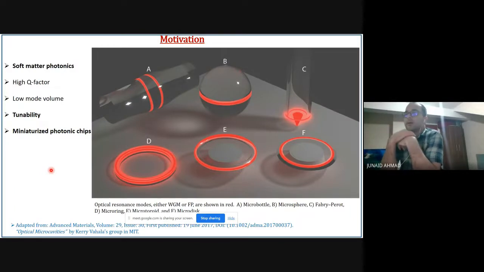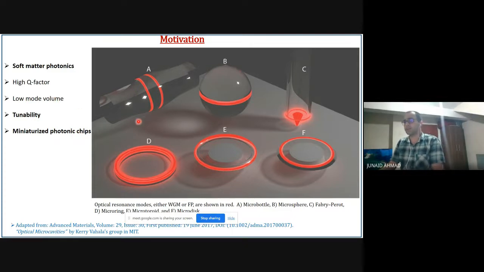To begin with, so far, solid state based optical microcavities have been studied extensively, and they possess a high quality factor as well as low mode volume. However, the solid cavities are very rigid in structure, and as such, they cannot be deformed so easily, and thus they lack tunability in the whispering gallery modes. At the same time, their miniaturized dimensions are very hard to realize as compared to liquid crystals. So with this motivation, I started my research on liquid crystal droplets.